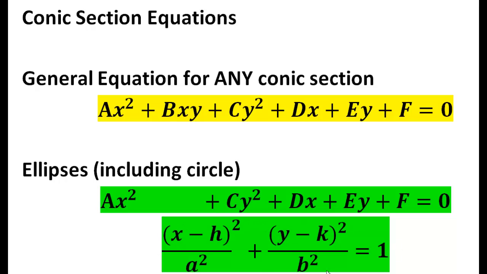Another form that you're commonly going to see for an ellipse or a circle is the form x minus h squared over a squared plus y minus k squared over b squared equals 1. For a circle, a squared and b squared will be exactly the same, and in fact, they will be the radius squared. For an ellipse, a and b will be different, and the larger of the two will be the semi-major axis, the smaller will be the semi-minor axis.